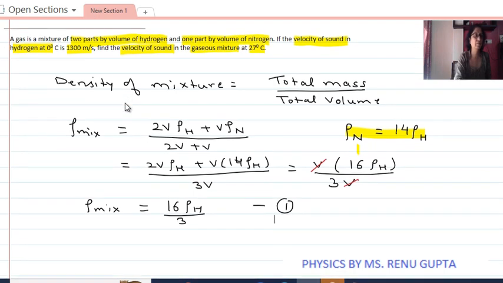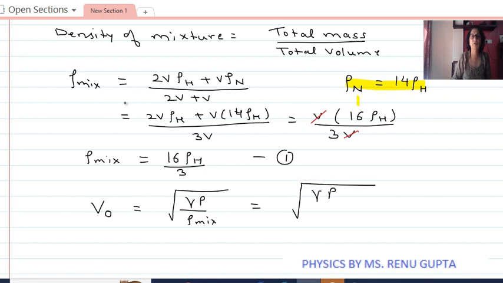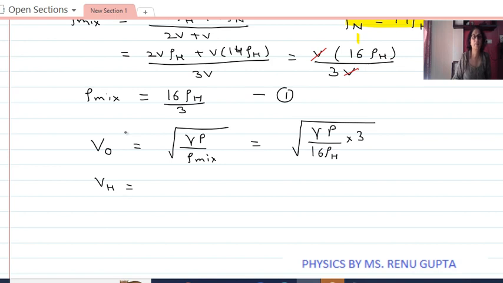Now we find velocity of mixture at 0 degrees Celsius. At 0 degrees Celsius, it is given by root of gamma P upon density of mixture. That is equals to root of gamma P upon density of mixture, which is 16 rho h upon 3. Similarly, velocity of hydrogen at 0 degrees Celsius will be given by root of gamma P upon density of hydrogen.